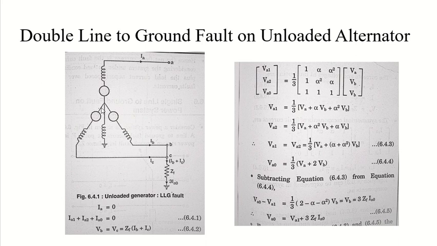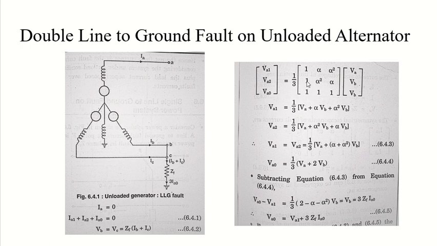So we can find the value of all three components. So you can see what will be the value of VA1. 1/3 will remain as it is, 1 into VA, alpha into VB and alpha square into VB again. So what you will get: VA plus alpha VB plus alpha square VB.